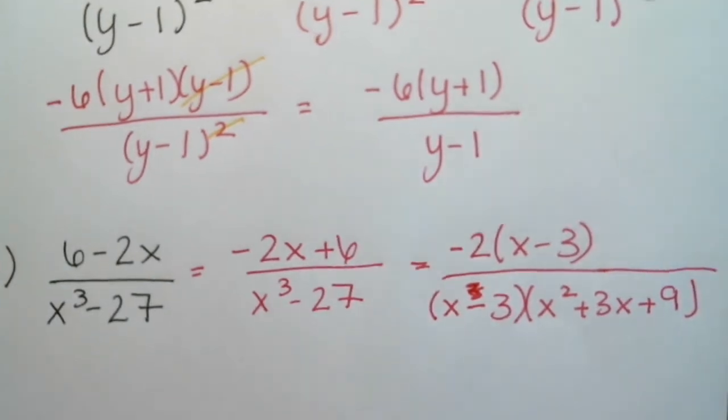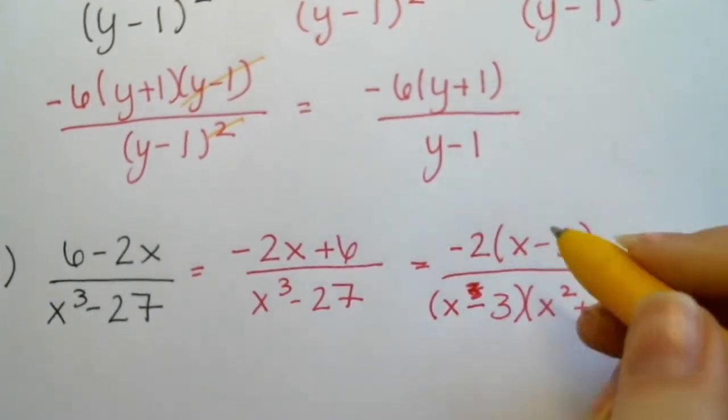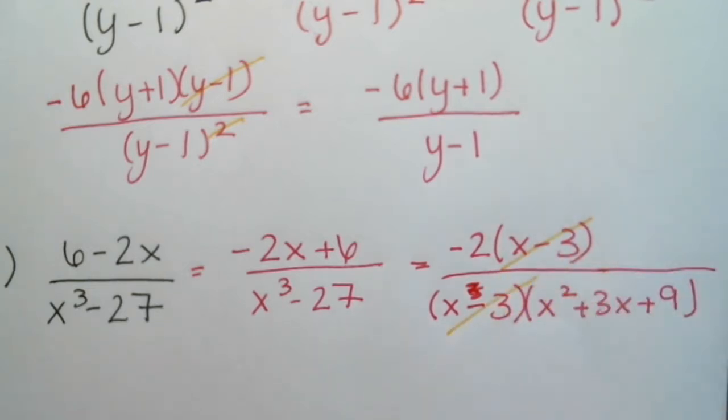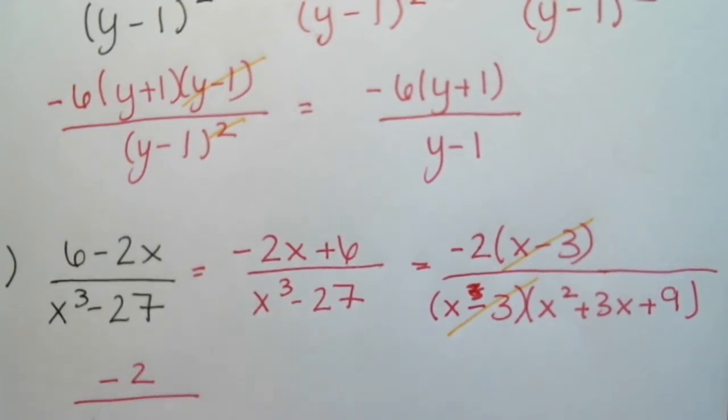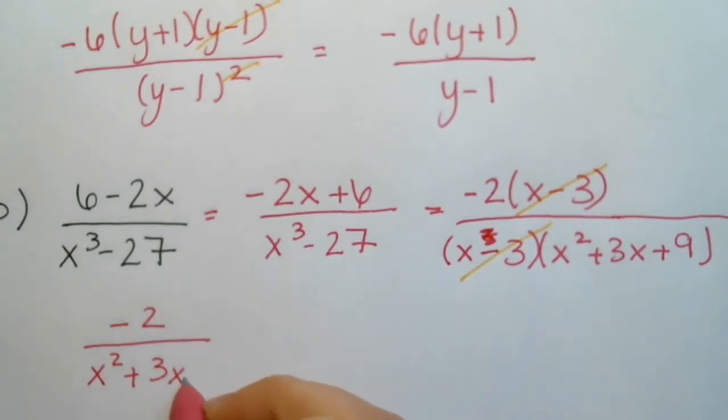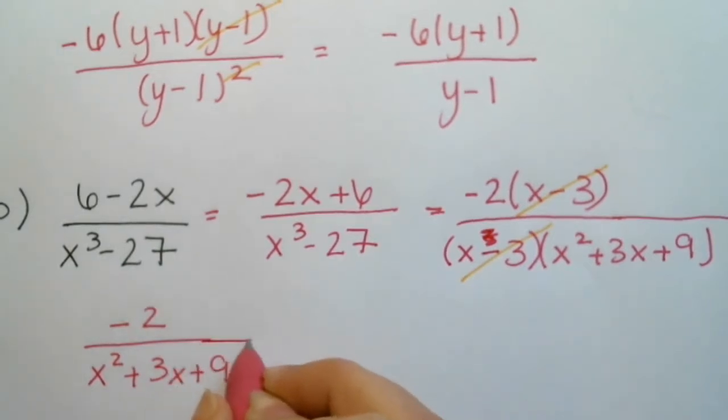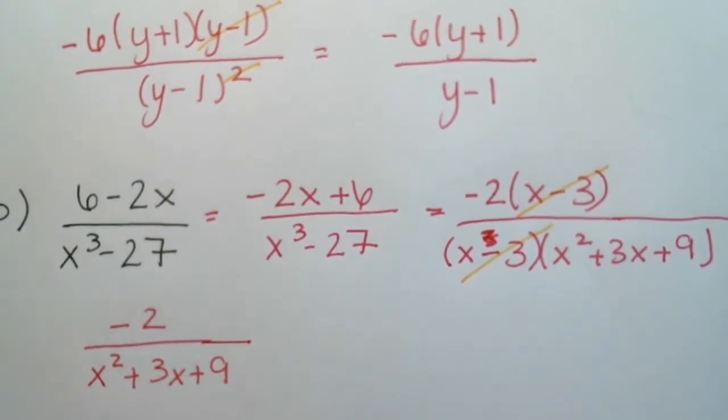Now I can see my common factor of x minus 3. So I'll cancel this x minus 3 with this one. And I get -2 over x squared plus 3x plus 9. Okay, and that's my final answer.